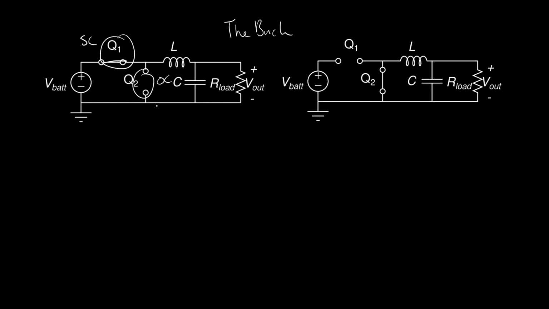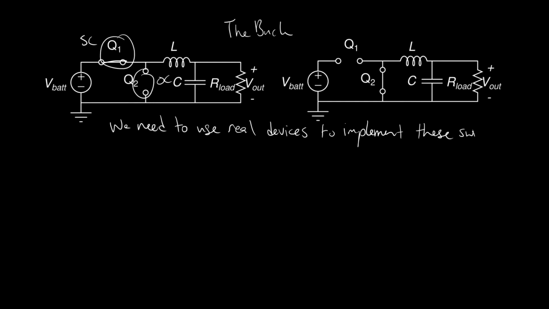However, eventually you're really going to need to build this, and you're going to need to use real things. So eventually we need to use real devices to implement these switches. And the question is, how do we choose devices? How do we choose devices?